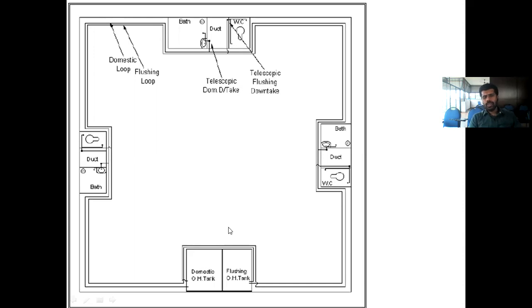Correct. So this flushing overhead tank is used exclusively for flushing purposes. Flushing purpose in the sense you can use it for flushing the toilet, flushing the water closet. You can use other waters for flushing purposes. It is not necessary that it should be pure water or drinking water. That's why you have divided it into two different tanks.